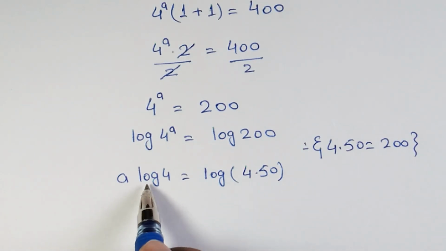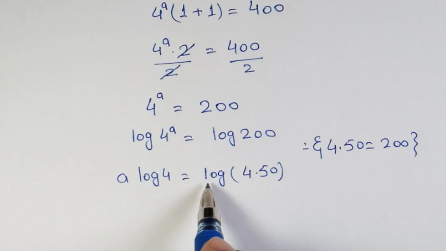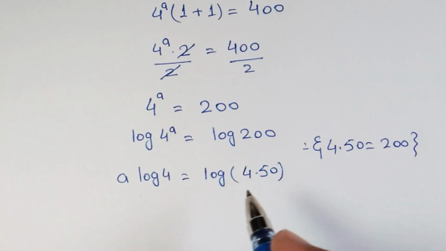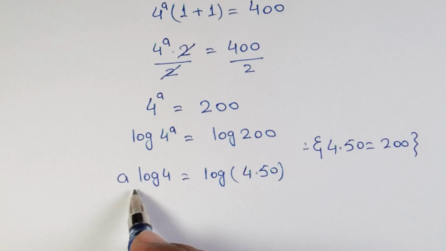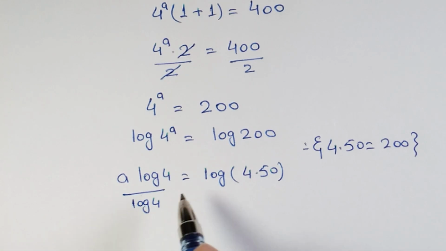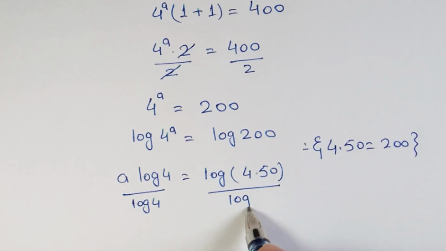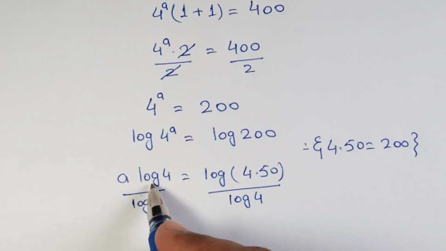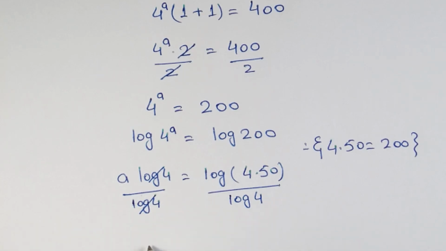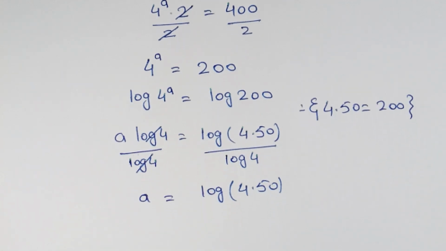So first of all we will reduce log of 4 in this expression, then we will solve log of 4 into 50. So for this we will divide log of 4 on both sides. Log of 4 over log of 4. So these log of 4 will cancel each other, and we have a is equal to log of 4 into 50 divided by log of 4.